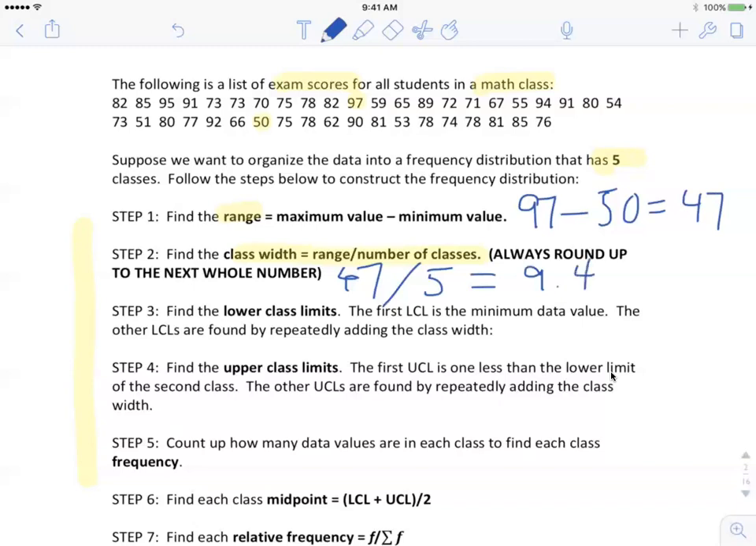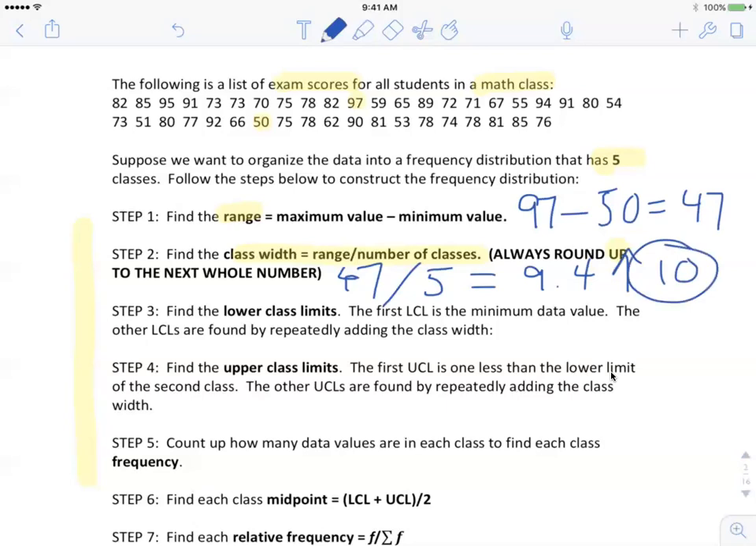Now there's, in capital bold letters, always round up to the next whole number. And in this type of problem, it's always up. Ignore your old rounding rules for this problem. In general, we'll use them, but I'm always going to round up to the next whole number. So this one is 10, not 9. So always round up no matter what the decimal point is. That's just to ensure that in the end, all of your data values will fit into a class.